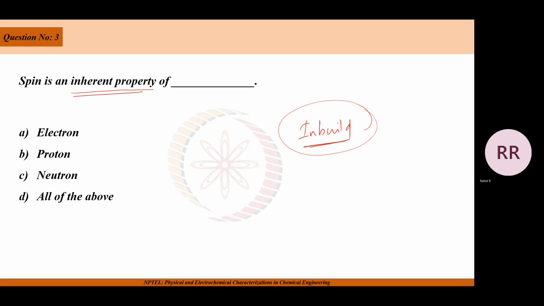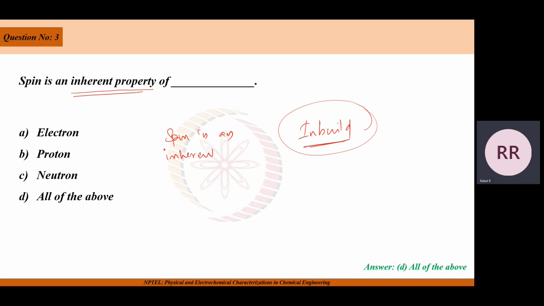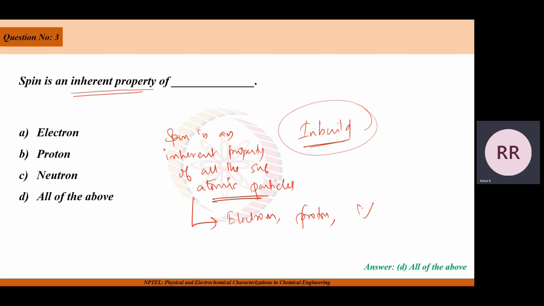Okay, I think you guys got enough time to think about the answer. Now, let me discuss the answer with you. The answer is all of the above. As I told you in the previous question, spin is an inherent property of all the subatomic particles. So this concludes that spin is an inherent property of the electron, it is an inherent property of the proton, and it's an inherent property of the neutron.